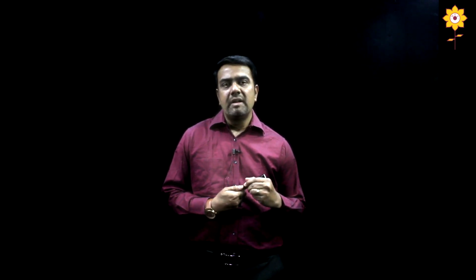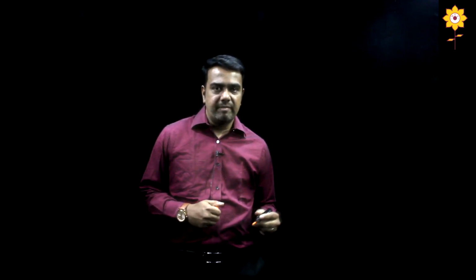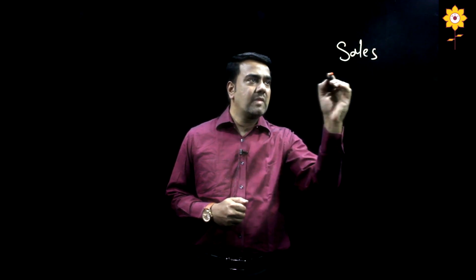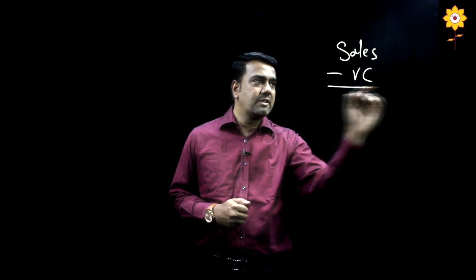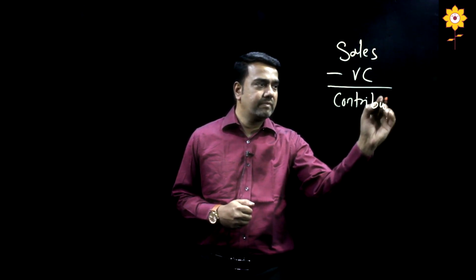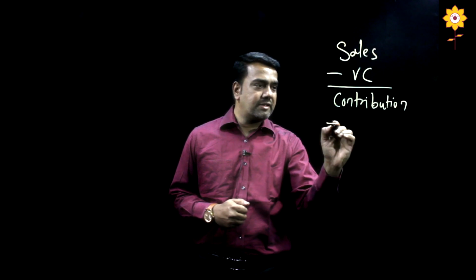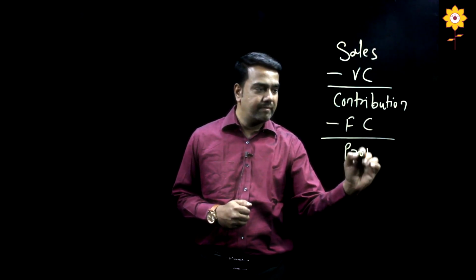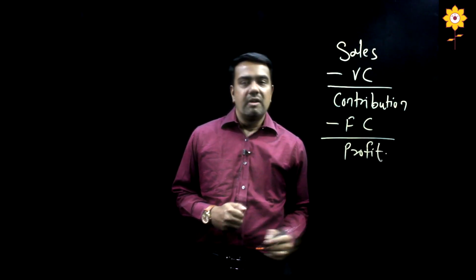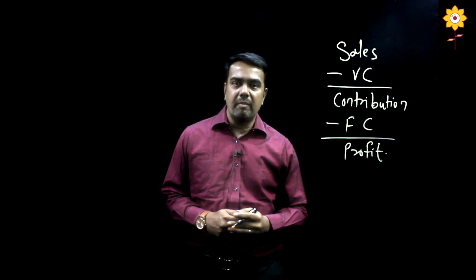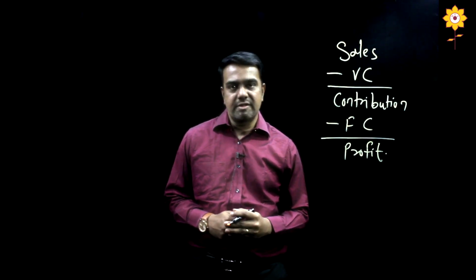So let's redraft the cost sheet in marginal costing format. So sales minus variable cost will give you contribution, minus fixed cost will give you profit. Your all costs are divided into two categories. Either it will be variable cost or it will be fixed cost.